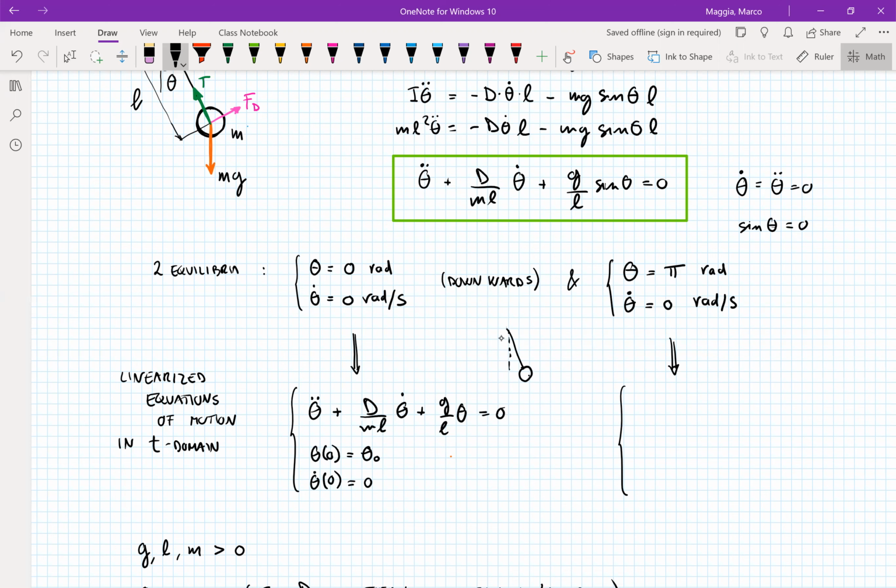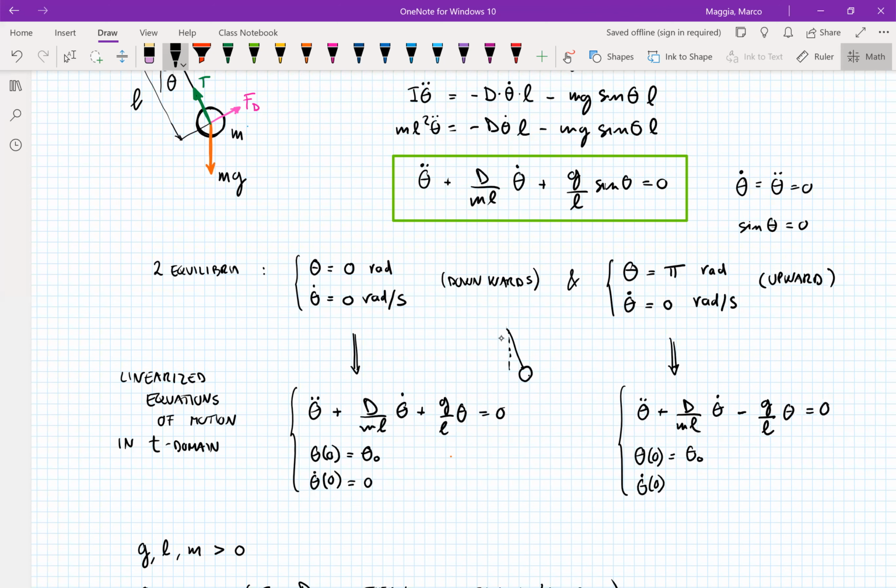All right, so now we can write the same linearized equation, but now for the upward position. And now we're going to have a minus g over L times theta. Why do we get a minus? Well, if you go back to lecture 2, you would find out the reason why.